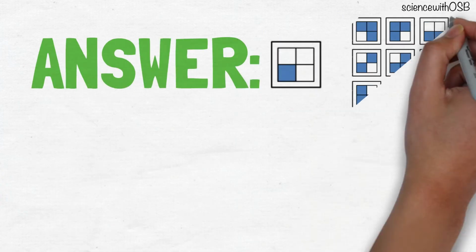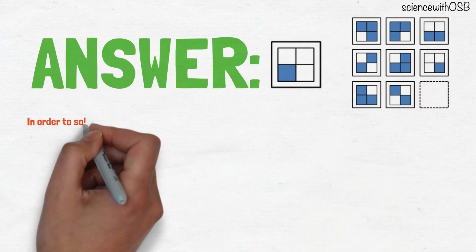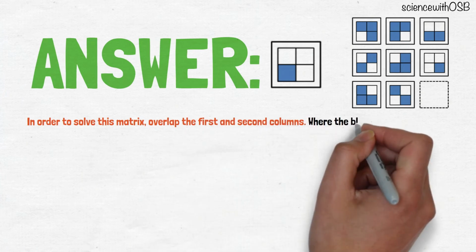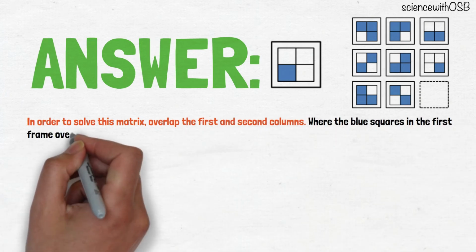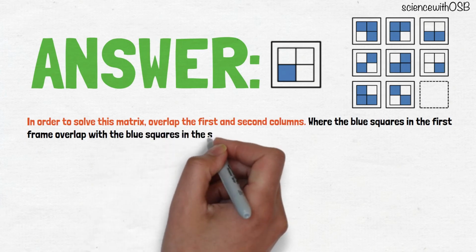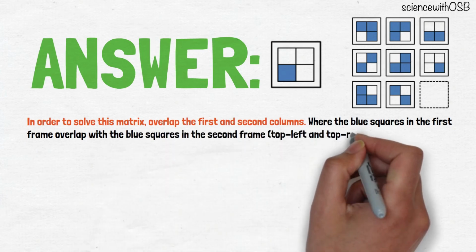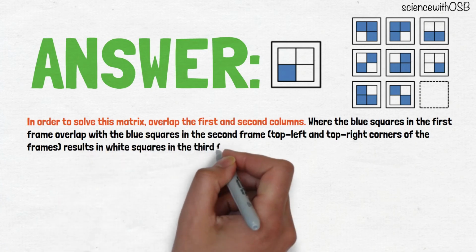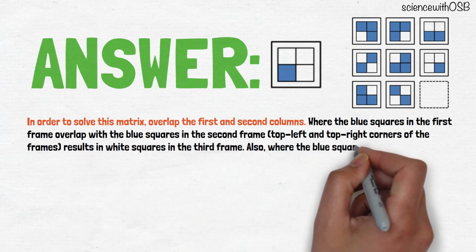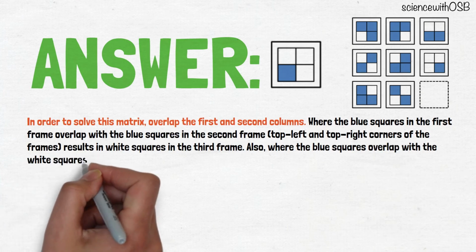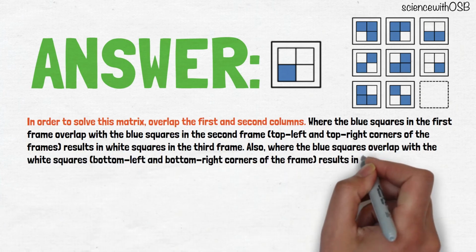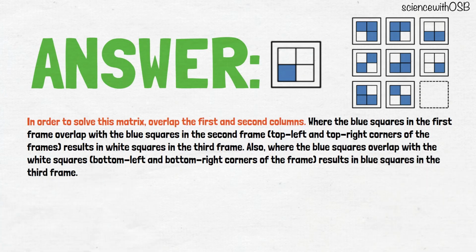The correct answer to this question is option 1. In order to solve this matrix, overlap the first and second columns. Where the blue squares in the first frame overlap with the blue squares in the second frame, top left and top right corners of the frames, results in both white squares in the third frame. Also, where the blue squares overlap with white squares, bottom left and bottom right corners of the frame, results in blue squares in the third frame.